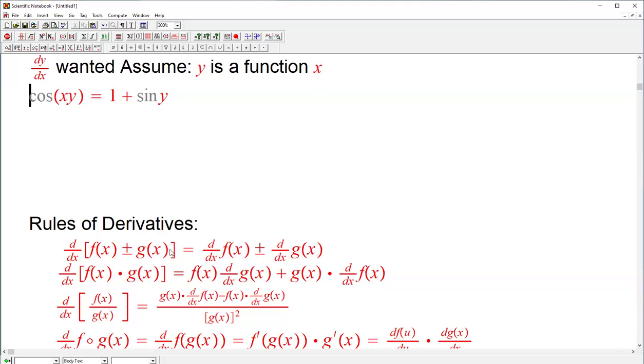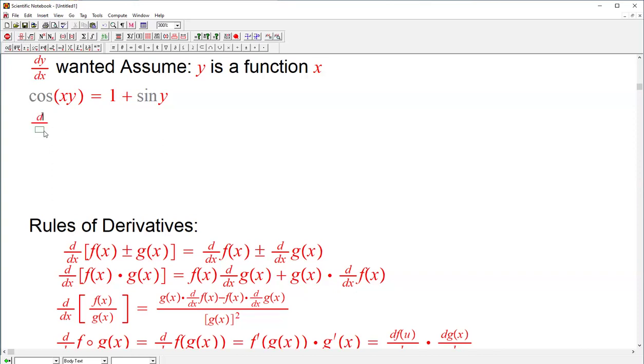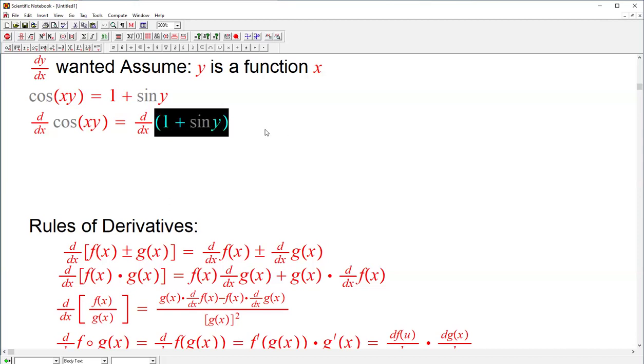So we have all these rules at our disposal. We're going to differentiate both sides, d of dx. On the left-hand side, and also on the right-hand side, we differentiate on both sides at the same time. We do need a parenthesis here. Let's look at the left-hand side. We have cosine of x times y, so we're going to need to apply the chain rule.